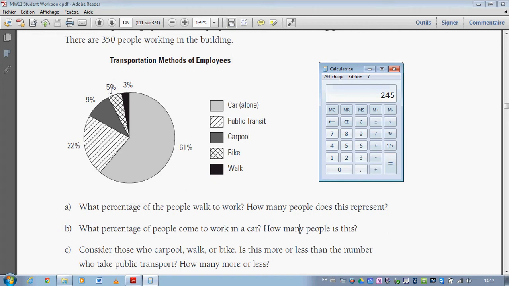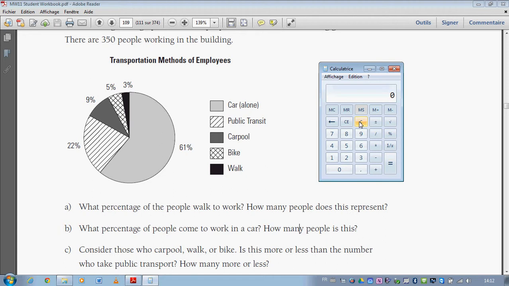So what you can do is you can actually go and figure out what is that 5%, like how many people does that 5% represent? Or if you really wanted to just figure out how many people take public transport and then subtract that from the number of people that carpool, walk, and bike, that would also work. So I'll show you both ways actually.